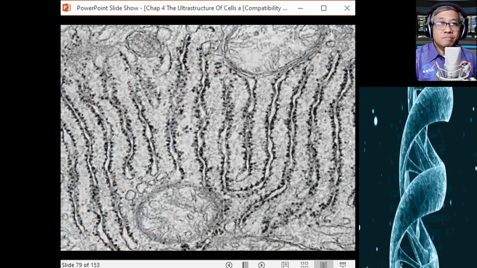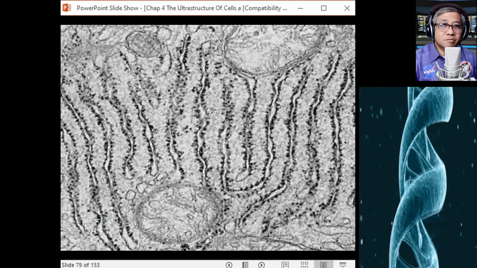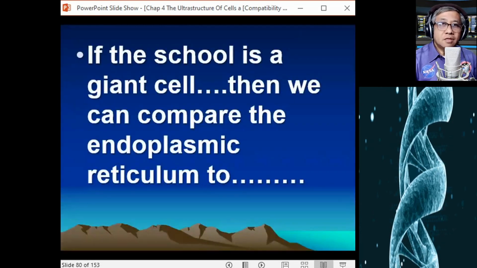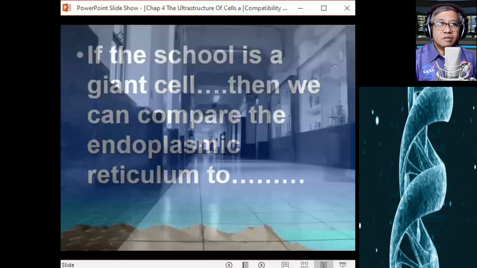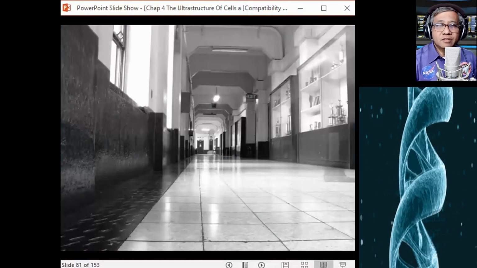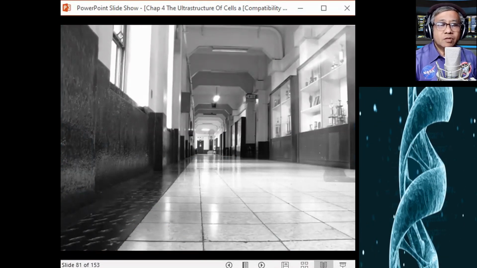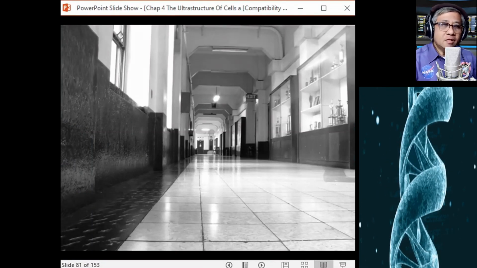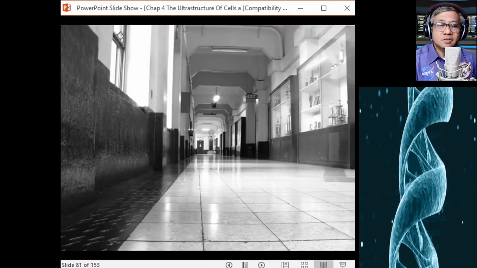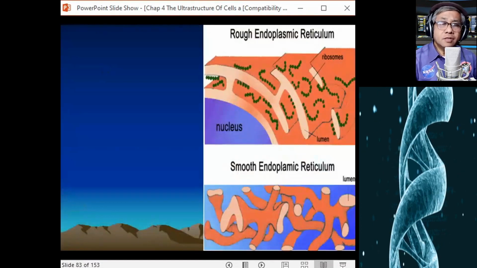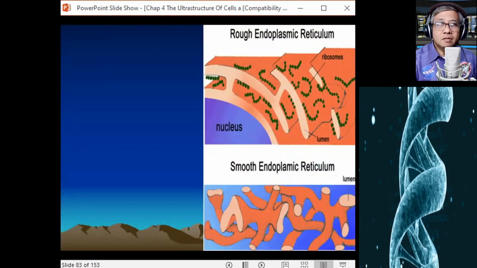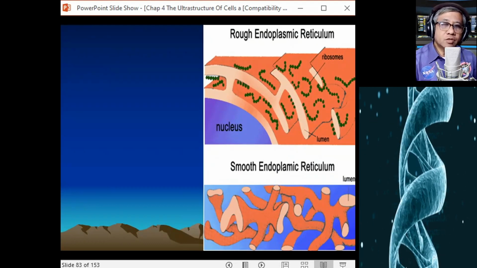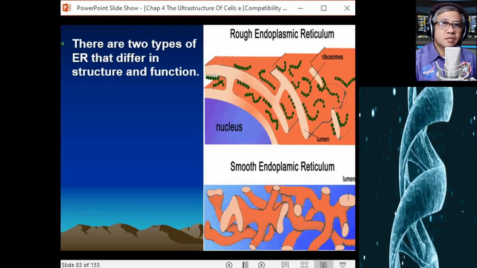Okay, and if you compare the endoplasmic reticulum to a school, then the ER can be compared to the hallways of the school. Or if we compare the ER to a city like Manila, then the ER will be the network of highways. Alright, so there are two types of ER. We have the rough ER and the smooth ER: rough endoplasmic reticulum and smooth endoplasmic reticulum.